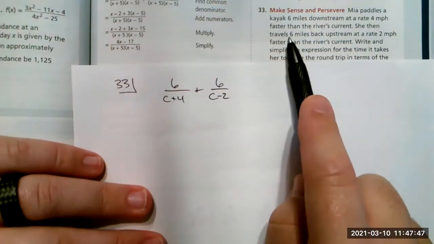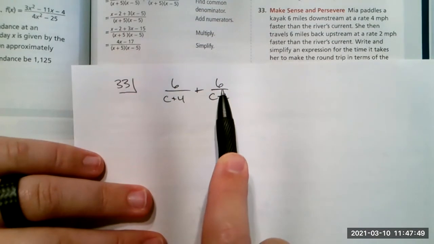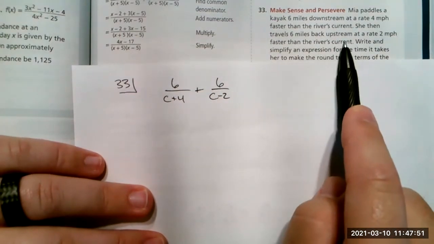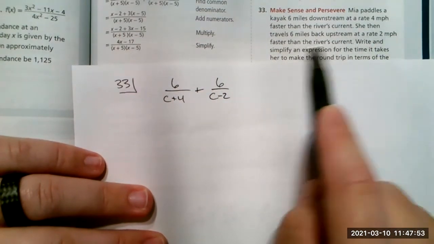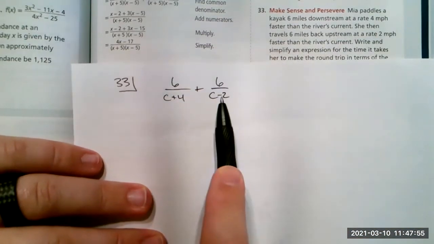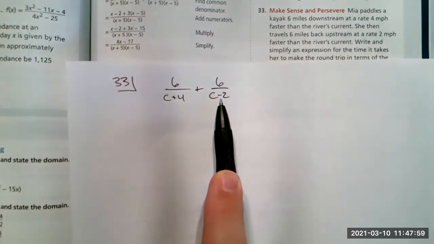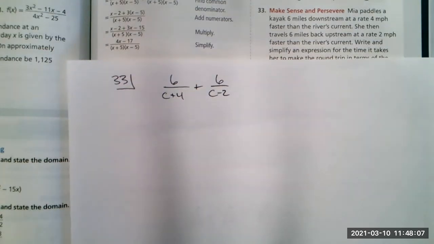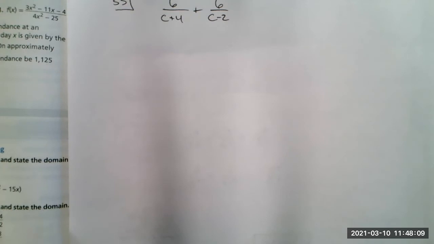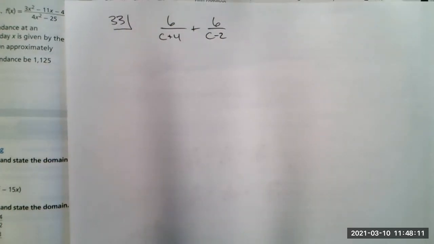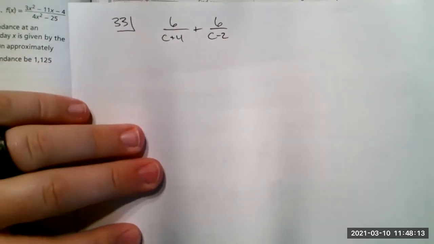And then she travels 6 miles back upstream. So that numerator is 6, at a rate of 2 miles per hour faster than the river's current. So why am I subtracting? If she's going upstream, she's going slower, right? So she's fighting against the current. So I want to subtract that too. Now I've got two fractions. I've got unlike denominators. So what I can do is just get common denominators.